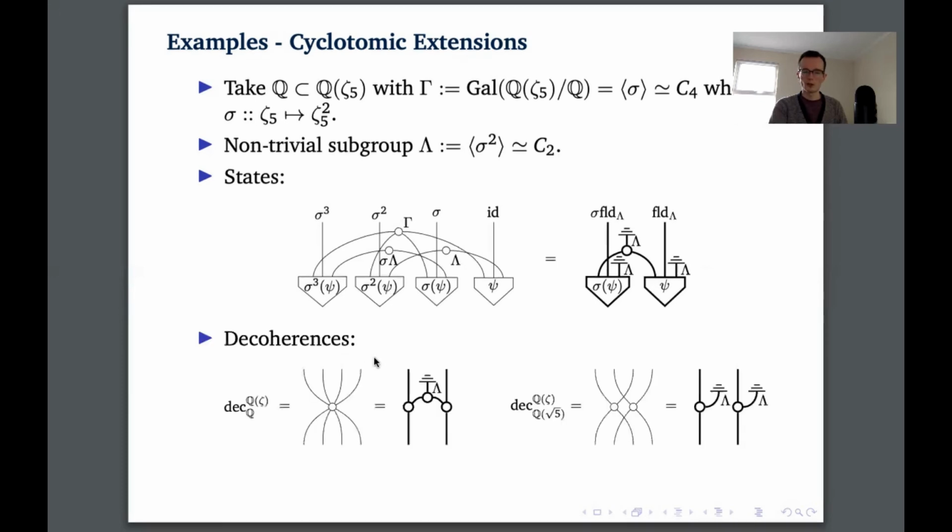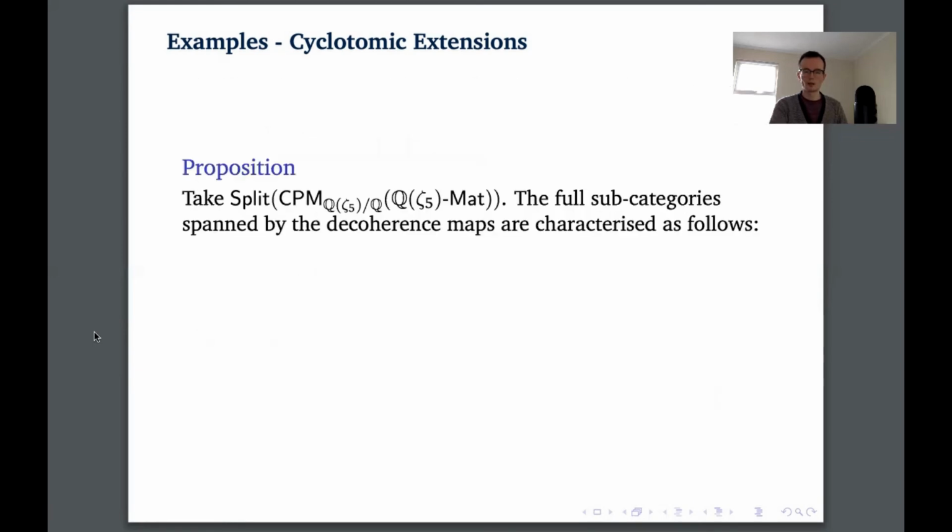There are two interesting decoherences in this theory given by the two different subgroups. The one of them by joining up all the elements of the entire Galois group, and the other by joining up the cosets of lambda in gamma. And these decoherences give equivalences of categories to intermediate CPM constructions. So formally, we can state this in the following way.